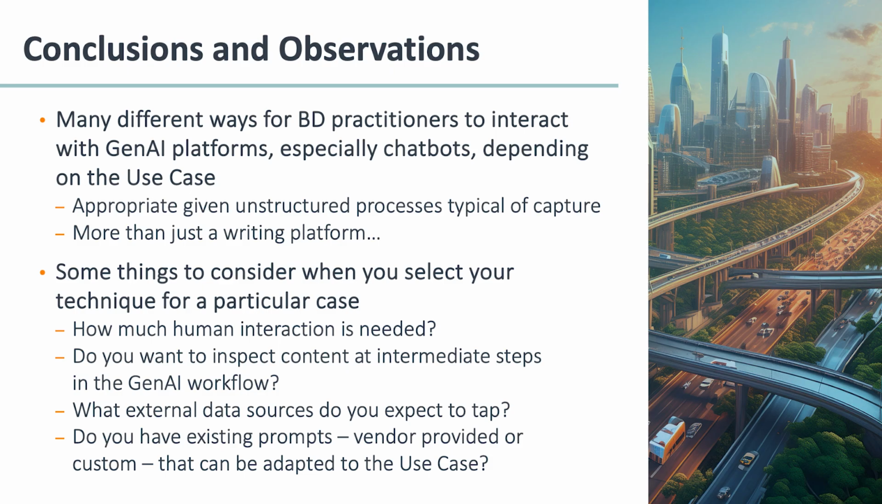Okay? Can you get access to the external data sources that you expect to tap? So if you're using GovWin IQ, for example, can you know you're going to have access to everything that would be in SAM.gov and FPDS and some other sources. Do you have existing prompts that can be adapted to the use case? Or are you going to have to write them all yourself? That's really a question for you again to consider.